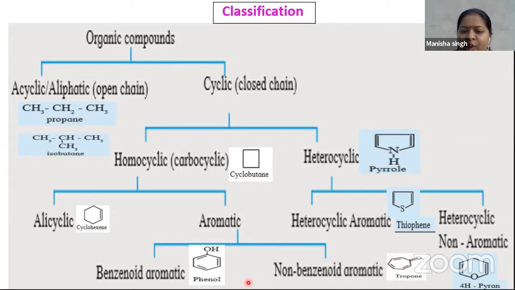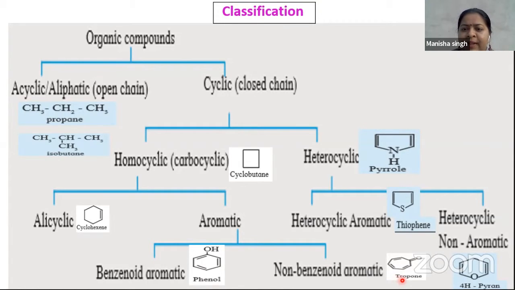Now non-benzenoid aromatic. So you can see the 7-membered ring, tropone, 7-membered ring, it never contains benzene ring. Benzene ring कितने membered होता है? 6 membered होता है. Sorry. So it is 7-membered ring, but it has got aroma. That's why it is non-benzenoid aromatic compound.